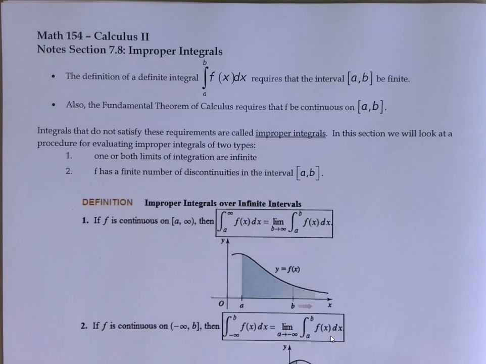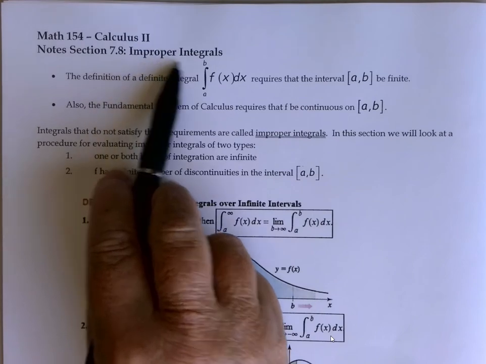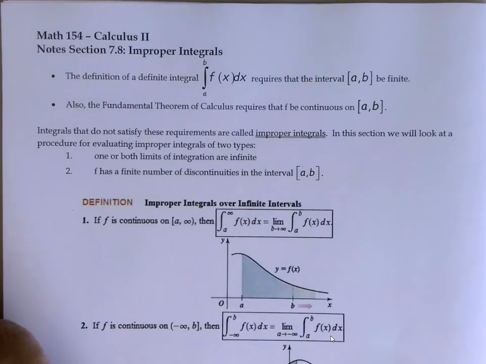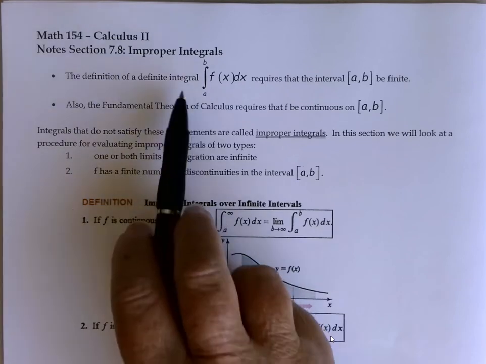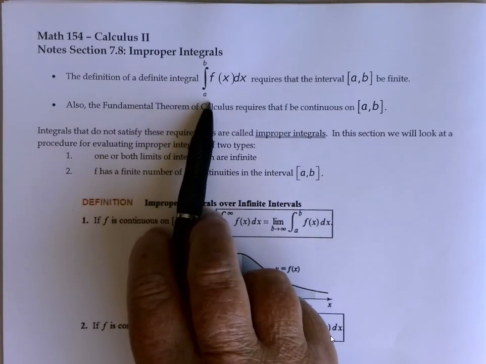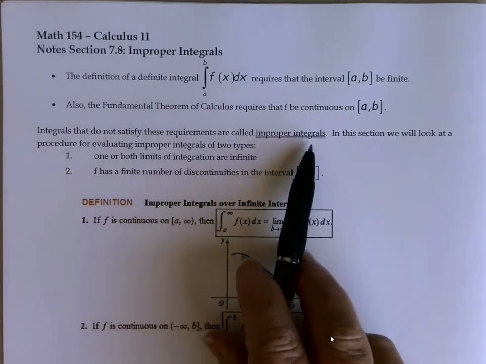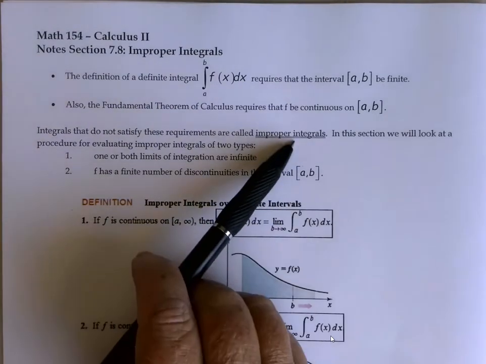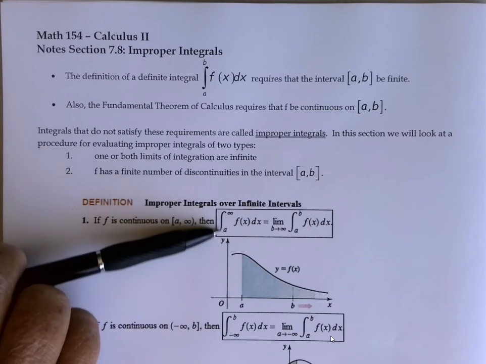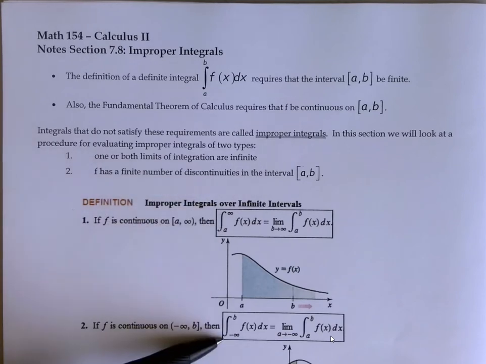All right, we are working in section 7.8. We're going to be working with what are called improper integrals. And the definition of an improper integral is simply an integral in which one of the limits of integration is infinite. Our basic definition for our definite integral requires that we have a finite interval from a to b, but in an improper integral, the limits of integration may have an infinity or a negative infinity involved.